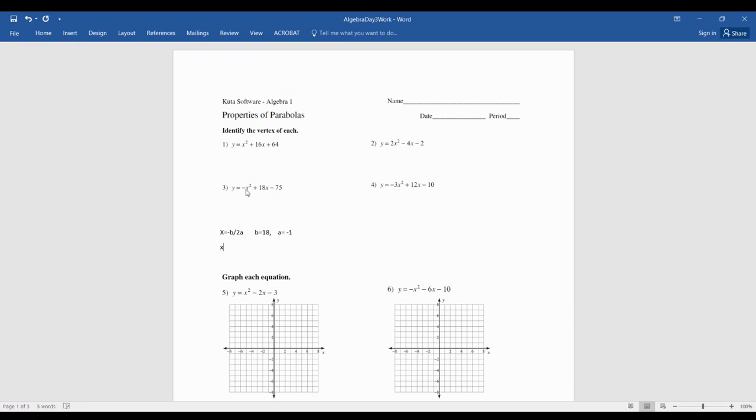So if we plug that in, we're going to have x equals negative b, so that's going to be negative 18 being divided by 2 times a. So 2 times negative 1 is negative 2. They're both negative, so those are going to cancel each other out. So basically, we just have 18 divided by 2. We have x equals 9. So you know that is going to be your axis of symmetry.